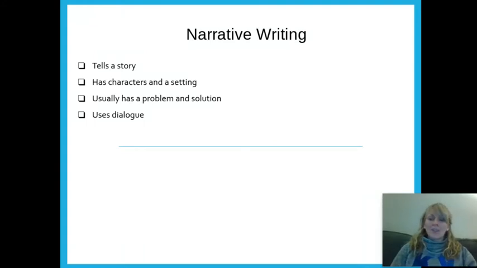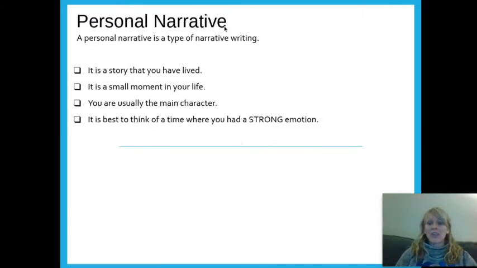We're still going to do narrative writing, and narrative writing, like Miss Hawthorne has been saying, does have these characteristics. It tells a story. It could be a true story or a made up story, but narrative means story. Narrative writing has characters in it, which could be real or made up, and a setting where it's taking place. They usually also have a problem and a solution in their story, and they oftentimes use dialogue when they're telling the story. But there is a specific type of narrative writing that we're going to focus on, and that type of writing is called a personal narrative.